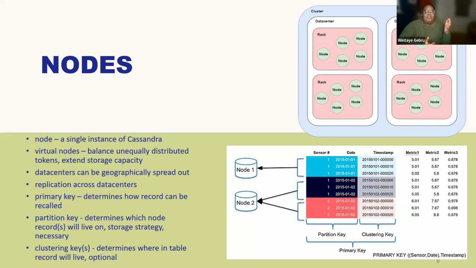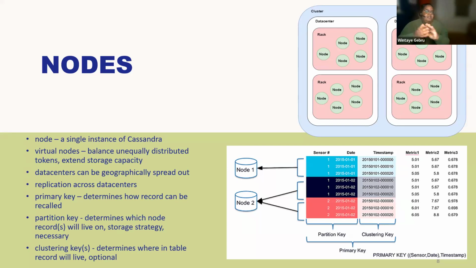So your power would have to go out in San Francisco, and there'd have to be a mudslide somewhere in Europe, and there'd have to be network issues in Hong Kong, all at the same time for your data to not be available.